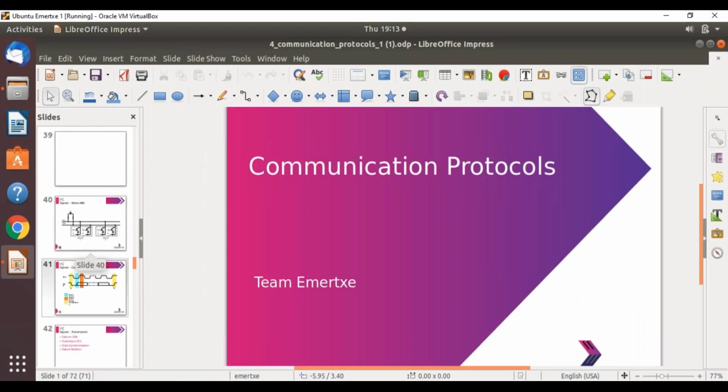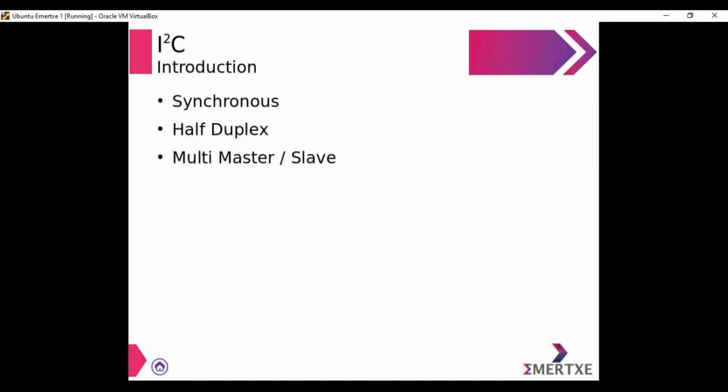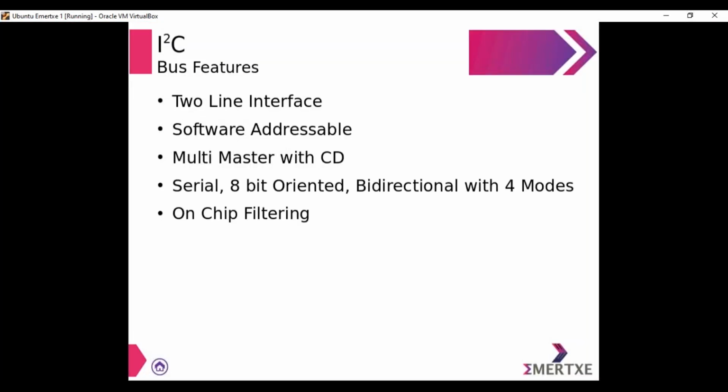So I2C is a synchronous communication protocol which helps us achieve half duplexity, and it's a multi-master multi-slave communication protocol. Then we saw the bus features, where it's a two-line interfaced bus. It has a clock line, it has a data line. The devices in the network are software addressable. It's multi-master, so we also have collision detection.